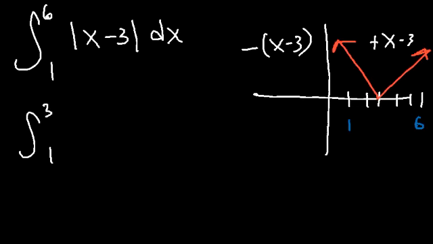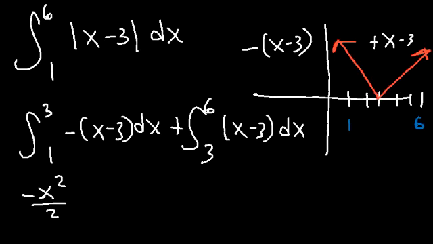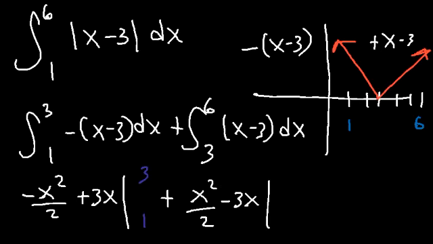So from 1 to 3, we need to use negative x minus 3. And from 3 to 6, we need to use positive x minus 3. So the integration of negative x is negative x squared over 2, if you distribute the negative sign. And then for positive 3, it's going to become positive 3x, evaluated from 1 to 3. Now for the second part, it's going to be x squared over 2 minus 3x, from 3 to 6.